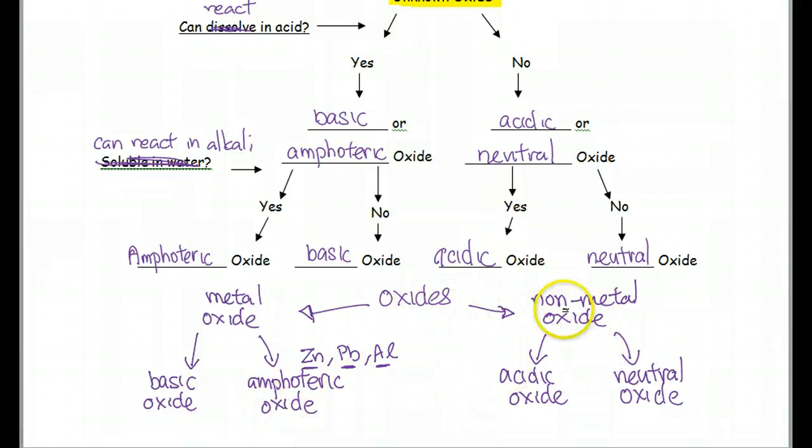Let's say it's an oxide which is a non-metal oxide. Ask yourself, is it nitrogen monoxide or is it carbon monoxide? Is it water? If it is, it's neutral. Otherwise it must belong to the other one, acidic. So this marks the end for your acids and bases. Okay, that's all.